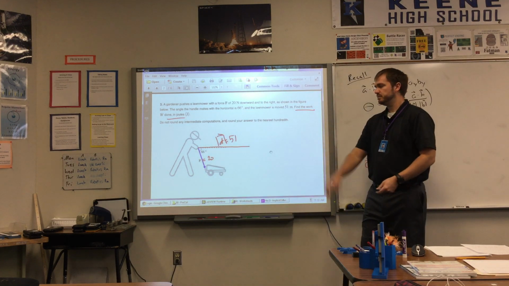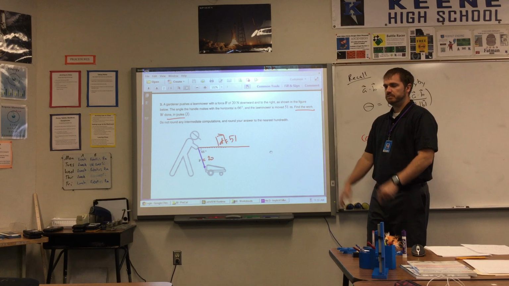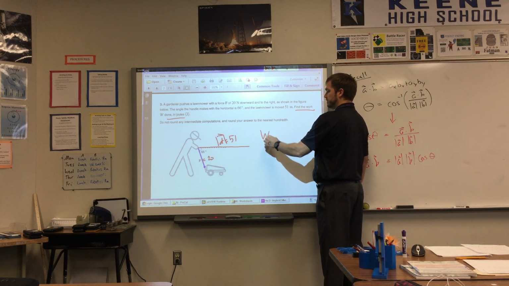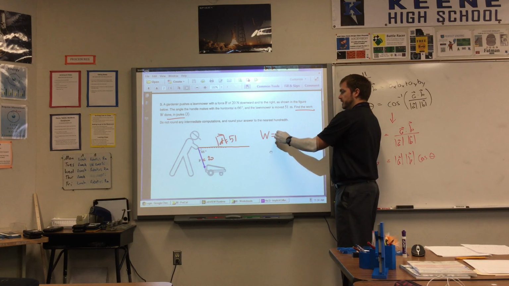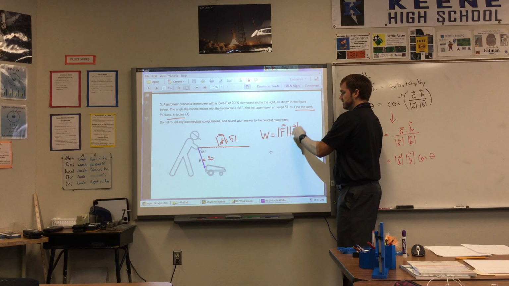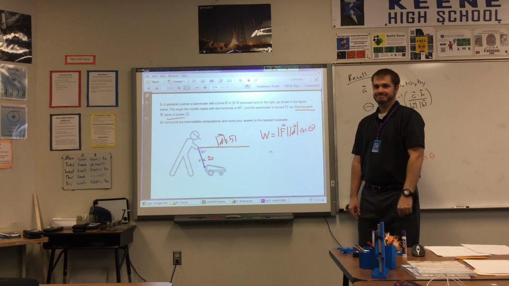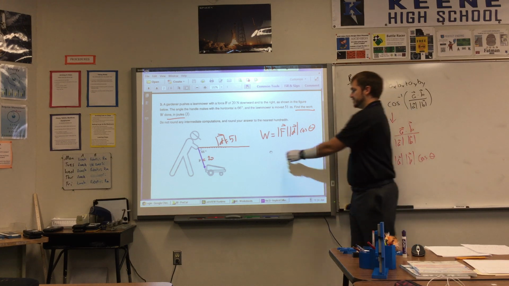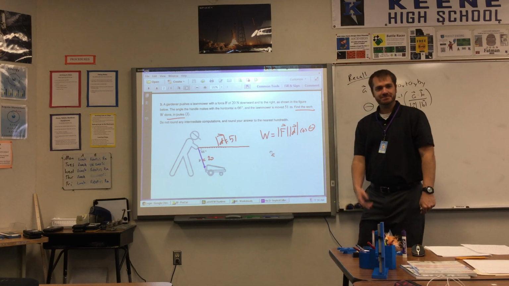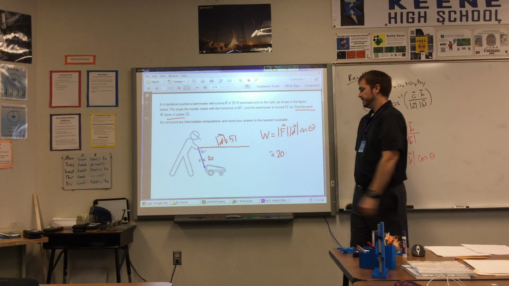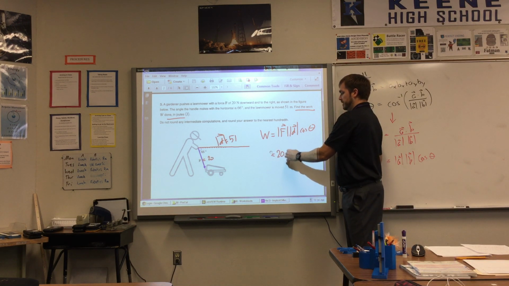And I'll leave it to Ms. Withers if she wants to show you how you can convert meters and newtons to joules. But here's our formula that we're going to use. The work done is the magnitude of F times the magnitude of D times the cosine of the angle in between them. So, class, what's the magnitude of F? 20. I can put it right there.